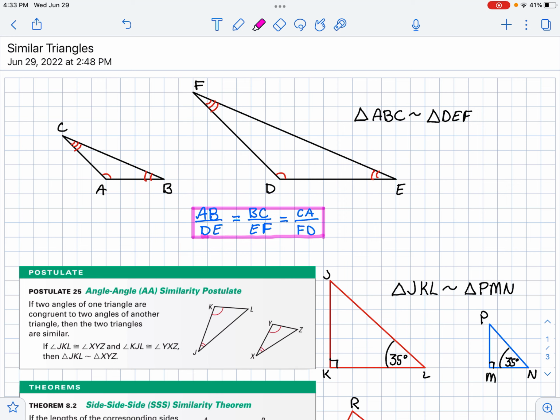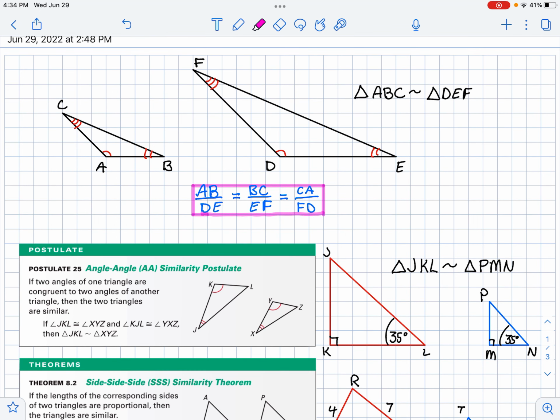Notice the corresponding angles are congruent, and the corresponding sides all have the same ratio. So notice that here we've got AB is proportional to DE, and so forth. And you could go around all the sides. Notice you have BC, this side right here, is proportional, or the same ratio, as its corresponding side EF. So when this happens, we have similar triangles.